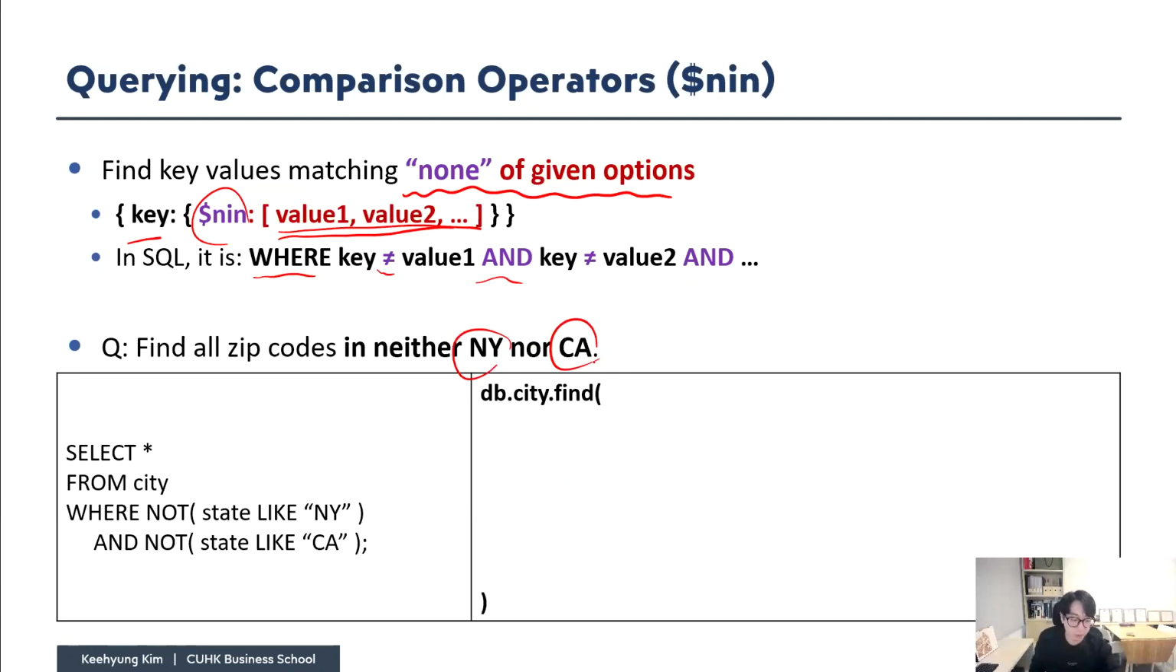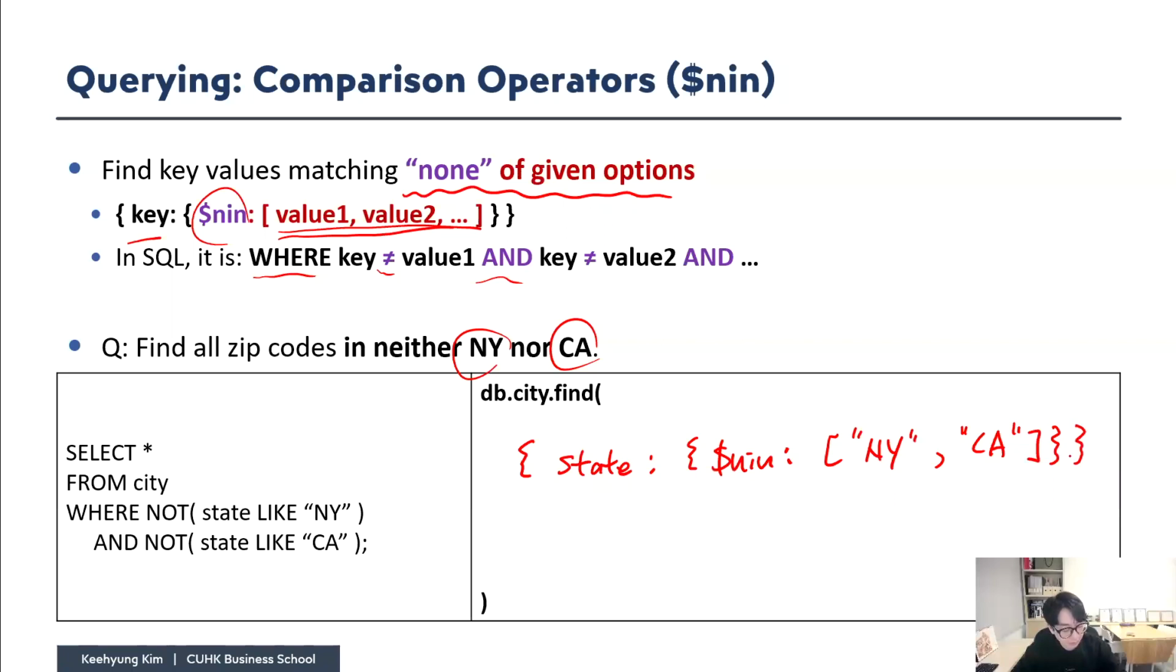So here, if we want to find all the zip codes in neither NY nor CA, so we want to retrieve zip code information when they are not in NY and not in CA, then we can use the not in operator. First of all, it's the same. What we want to compare is the state. NY, CA, this is state information. So state should be not in NY or CA like this. That will be the code to solve this exercise.